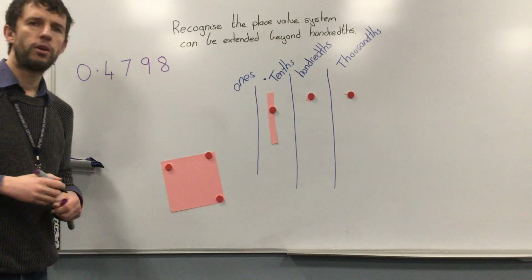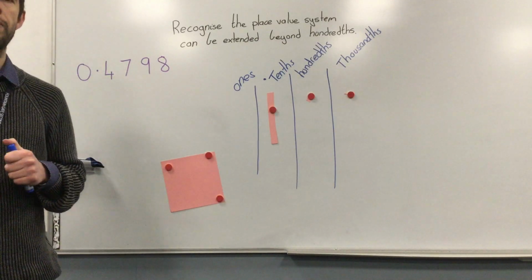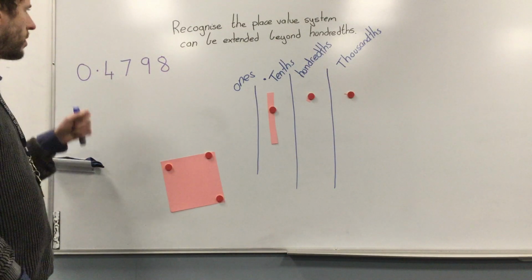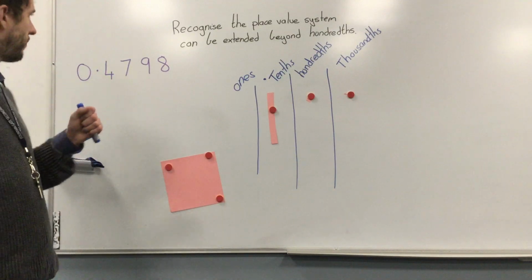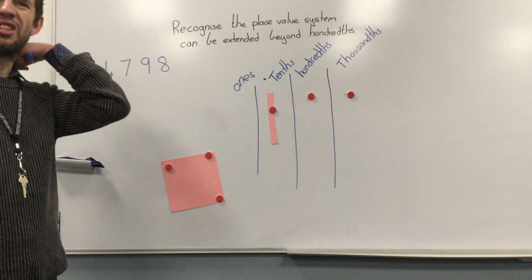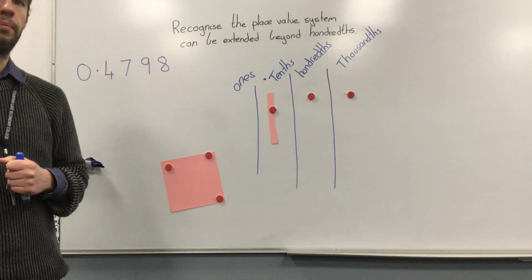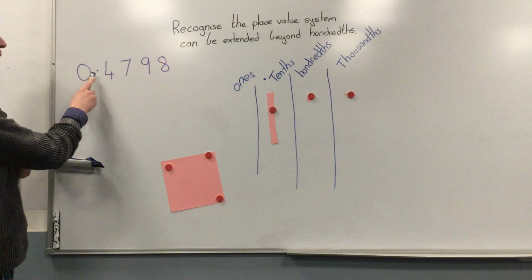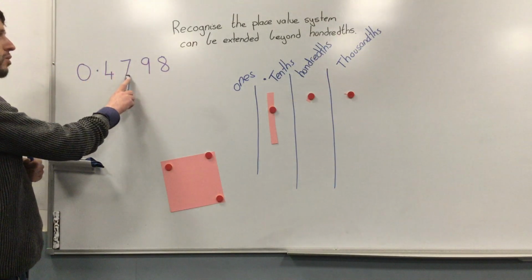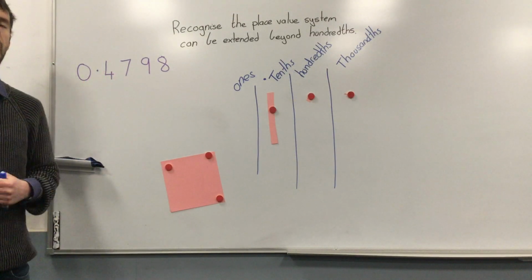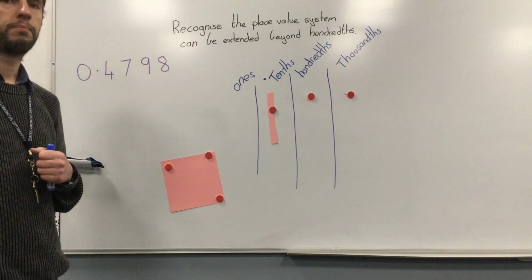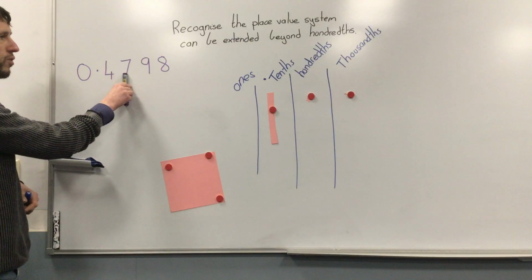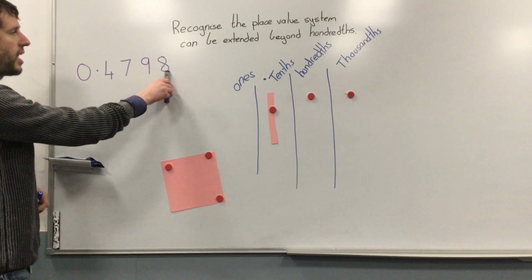Okay, I've got 0.4798. I would like you to think about, with this number, what digit, is it the 4, 7, 9 or 8, is in the hundredths column? I'll show you. We always start with a decimal and then we go tenths, hundredths, so the 7 will be in the hundredths. How about ten-thousandths? The 8, because we go tenths, hundredths, thousandths, ten-thousandths.